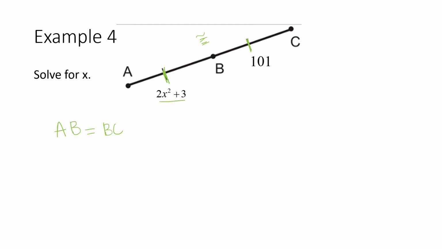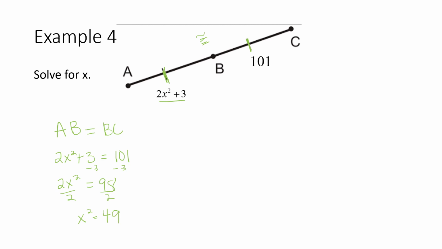So when I write this out, then I can fill in what I know. So if I know AB is going to be 2x squared plus 3, I'm going to plug that in for AB, and BC is 101. Okay, so when I plug in what I know, it just becomes a math equation that I'm going to solve. So I'm going to get 2x squared. In order to get rid of that 3, I'm going to subtract it from both sides. So the 2x squared equals 98. Then I'm going to divide both sides by 2 to get x squared equals 49.